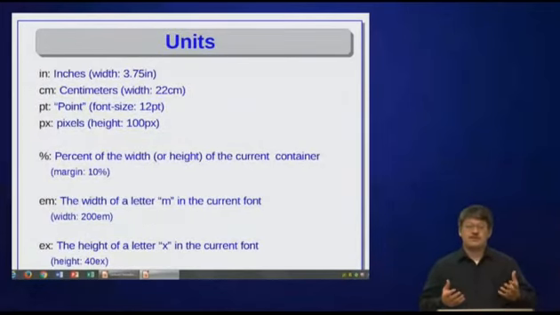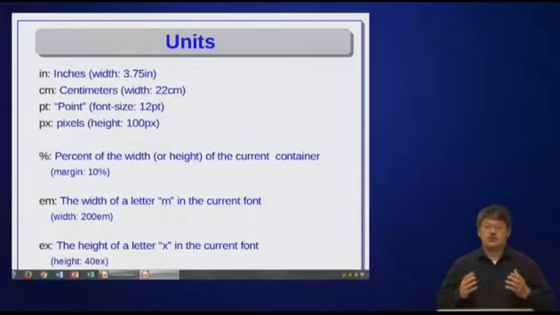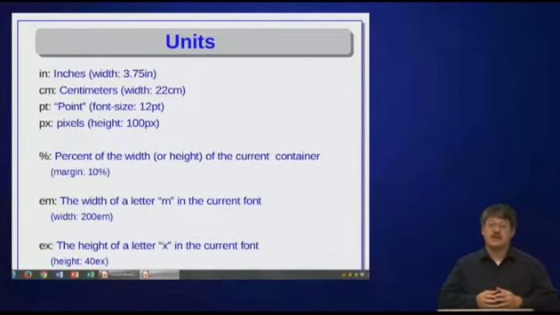So most of these property values use units, some kind of unit of measurement. And when we measure sizes, we typically use things like inches or centimeters. And CSS supports the IN unit, which represents inches, or the CM unit, which represents centimeters. So for example, I can have a rule that says the width should be 3.75 inches. I can also have a rule that says the width should be 22 centimeters.